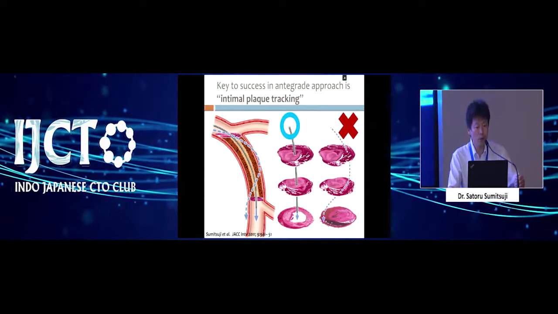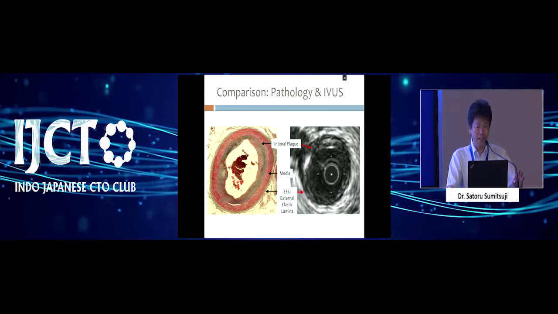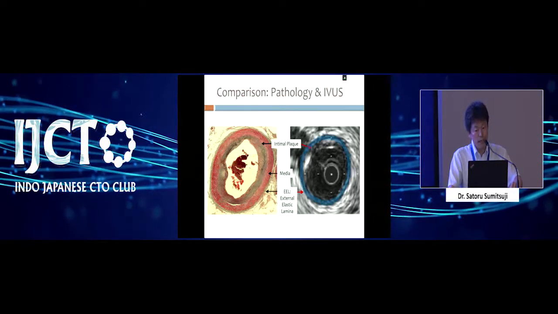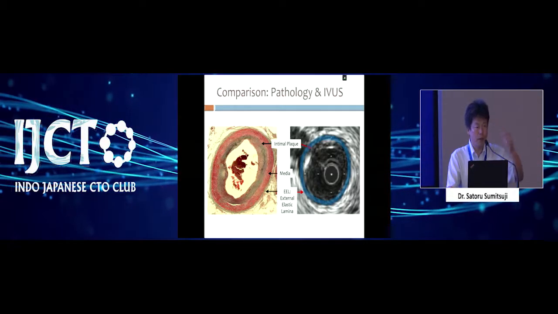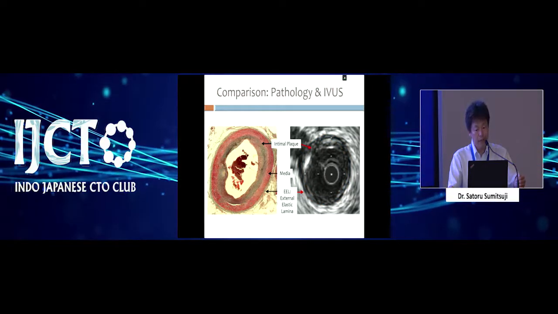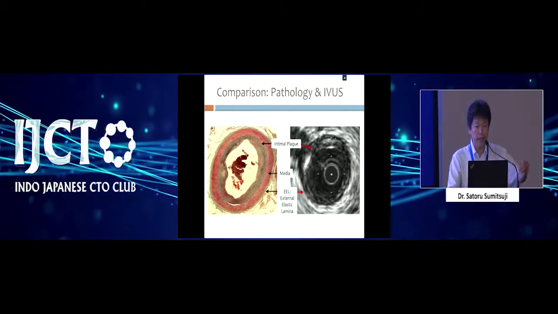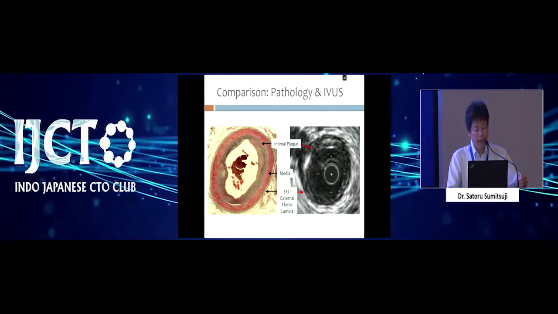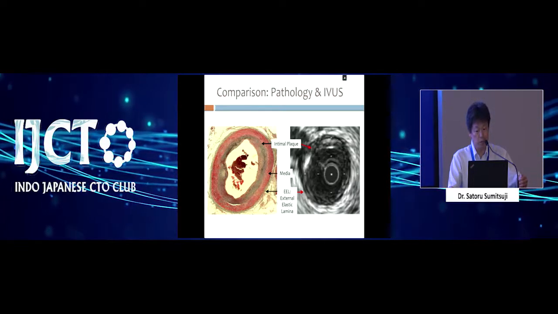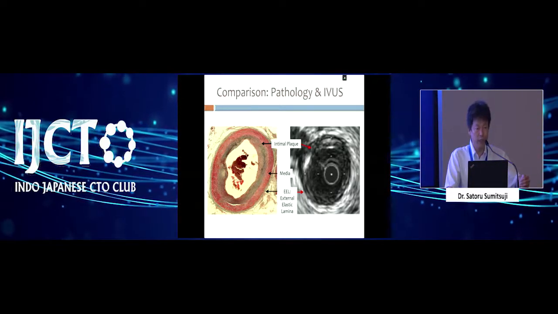Okay, so how to avoid it? With using IVUS, that is a good point. Why? We can anticipate. We never see the media itself in the IVUS. As I say, the black and white border is the location of the external elastic lamina. And the thickness of the media is much, much thicker than this black band. So this black band is not totally equal to the media.